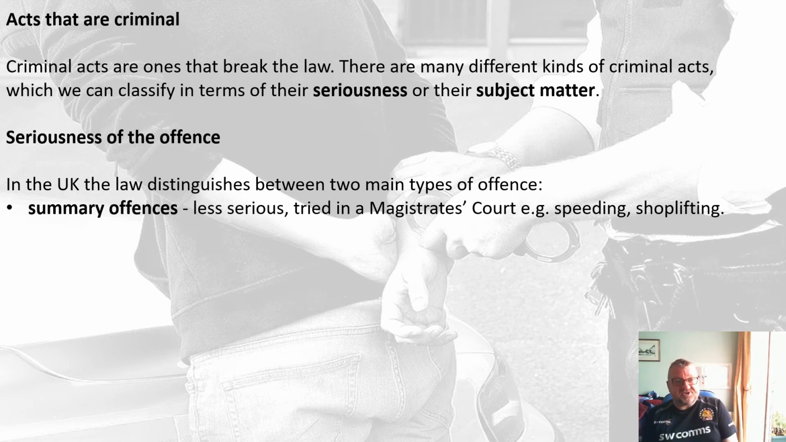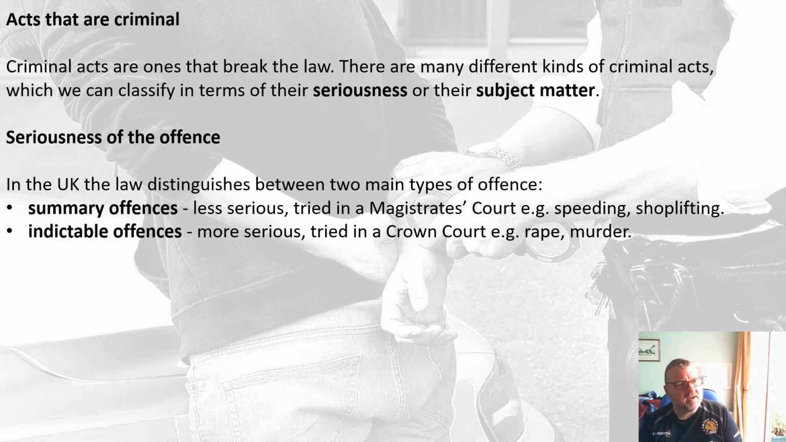Now, in general, summary offences are less serious, and summary offences are tried in a magistrate's court. I think round about 96% of all court cases are heard in a magistrate's court. So these are minor offences such as speeding, shoplifting, possession of cannabis, that sort of stuff. And then we have what are called indictable offences. These are more serious and they are tried in a Crown Court, and crimes would be rape, murder, etc.